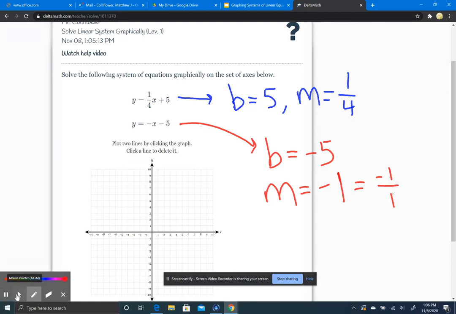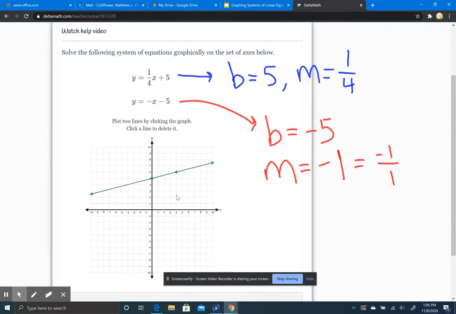So now I can graph both of these lines by following the same steps as before. First line has a y-intercept of 5, so I put a point there, and it has a rise of 1 and a run of 4. So there's my first line. And now I want to graph the second line. So the second line has a y-intercept of -5, so I'll click that first. And it has a slope of -1, so I'm going to rise 1 and run 1 to the left so that it has a negative slope.